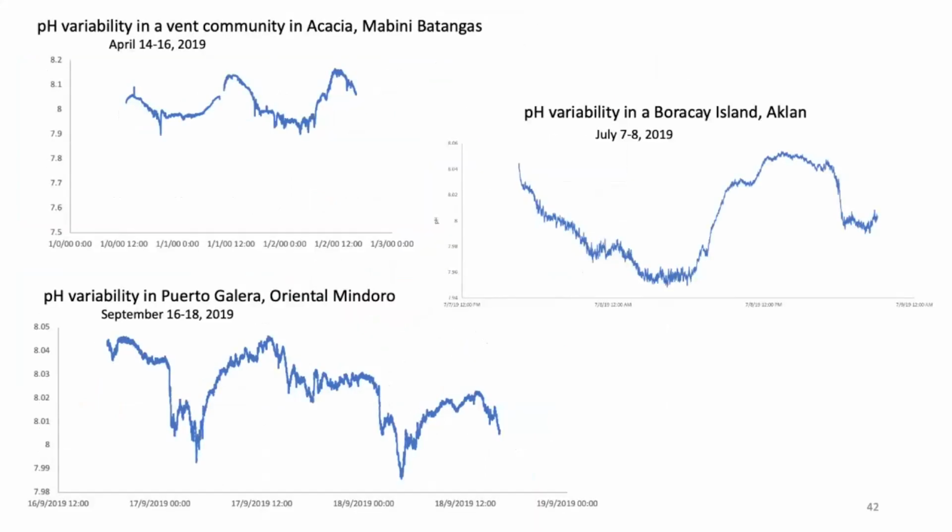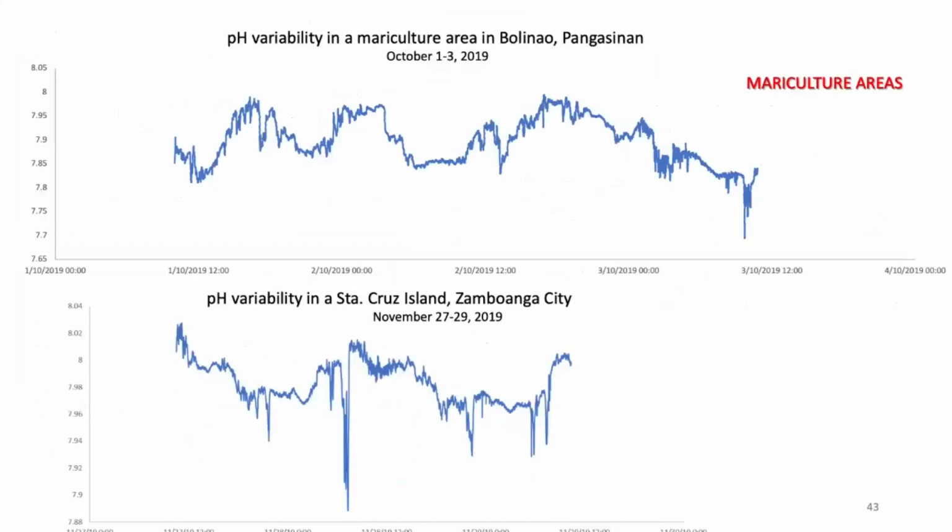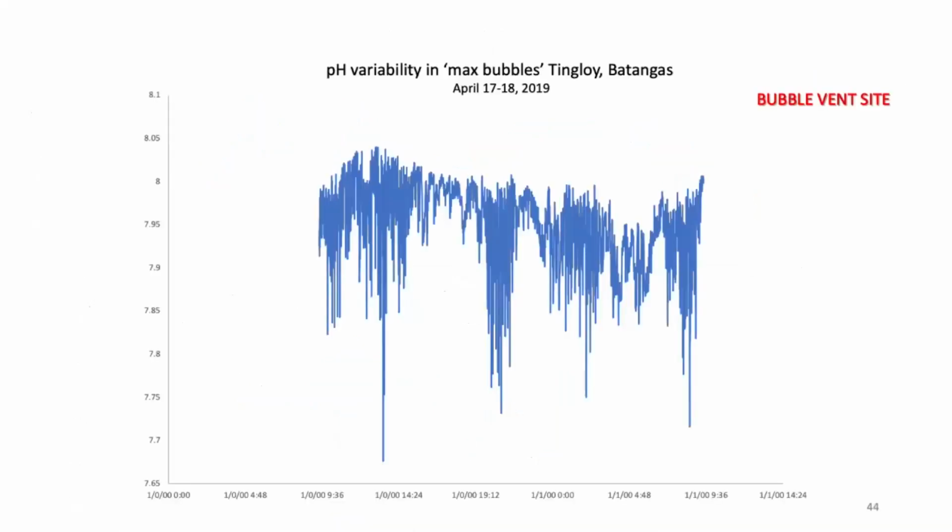A pH time series tells us the short-term diurnal variability, as we see here in 3 sites. It also tells us episodes of low pH, as we see in the time series for 2 mariculture areas, or a highly variable pH as seen in bubble vent sites.